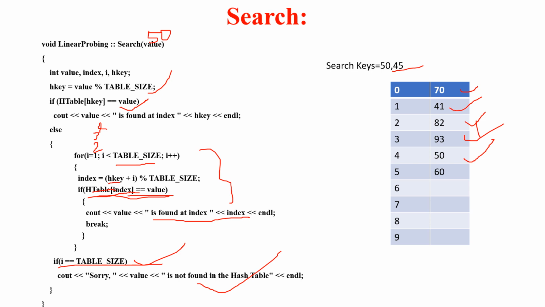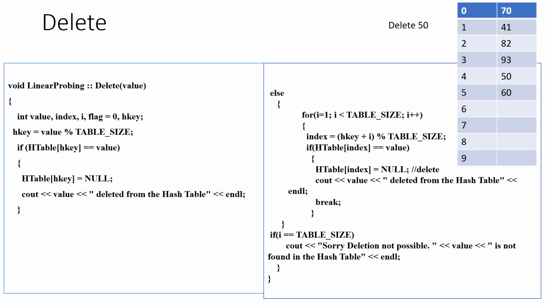That's the searching method. Now coming to the deletion method, and deletion is difficult in linear probing. The reason is that I am going to explain in this program. So in the deletion method, suppose I am going to delete 50.